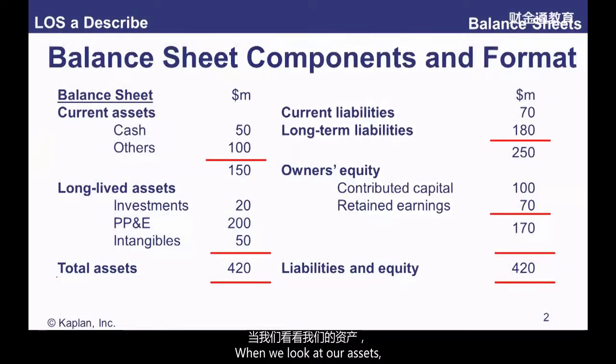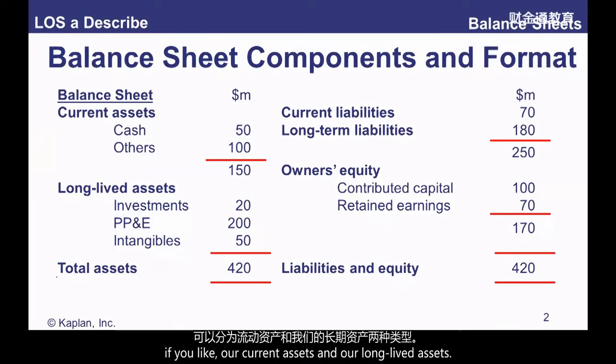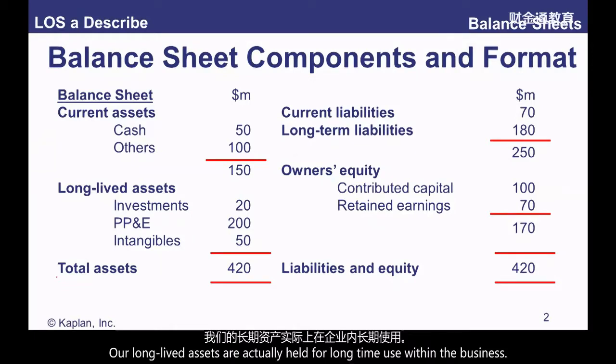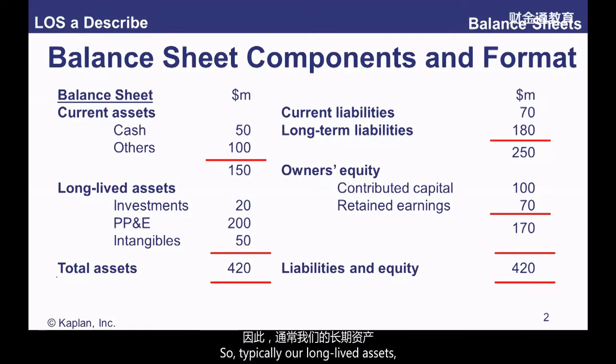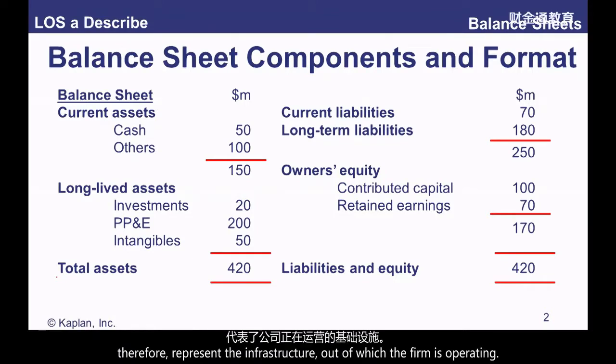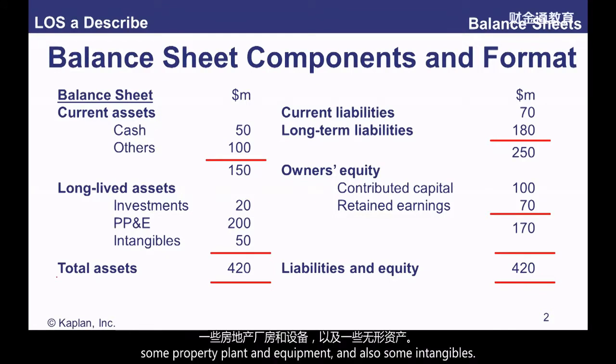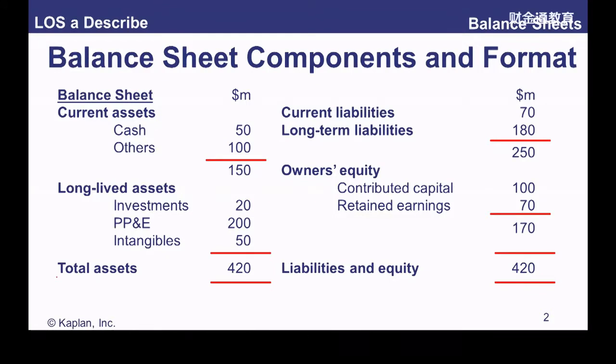When we look at our assets, we can see that they're divided into two types, if you like, our current assets and our long-lived assets. Our current assets are typically assets that are going to be consumed within the next business cycle. Our long-lived assets are assets held for long-term use within the business. So typically our long-lived assets, therefore, represent the infrastructure out of which the firm is operating. And we can see we've got investments here, some property, plant and equipment, and also some intangibles.